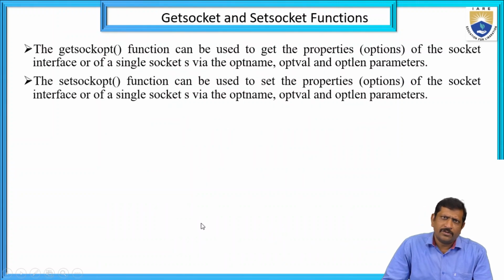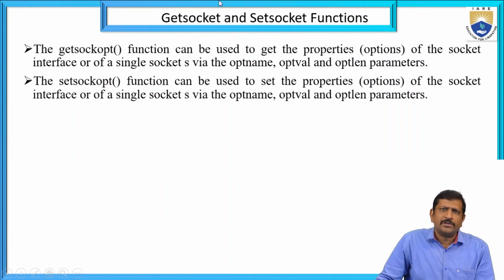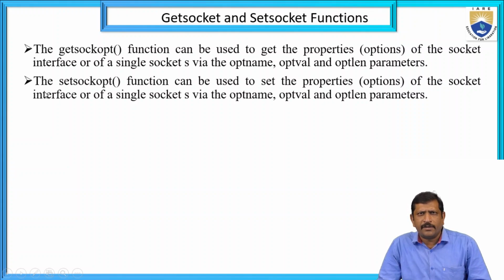Next, the get socket function. The get socket function can be used to get the properties of the socket interface or of a single socket s via the opt name, opt value and opt length parameters. By using these parameters we can get the properties. We are getting the optional properties from the socket. Now we will get the properties from the system.